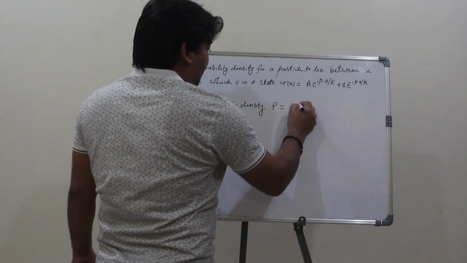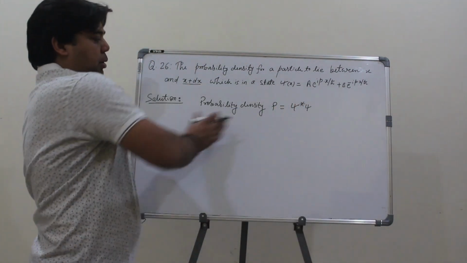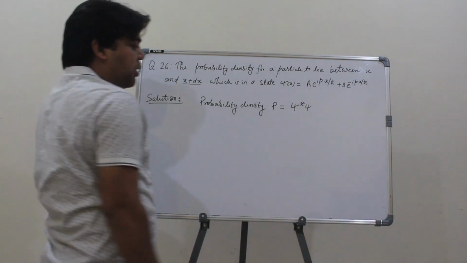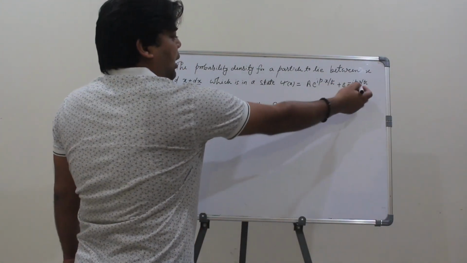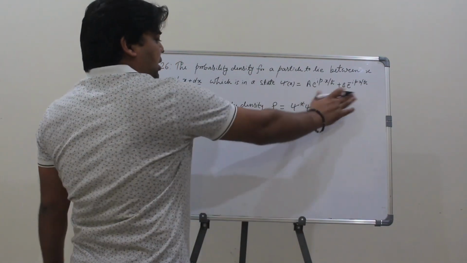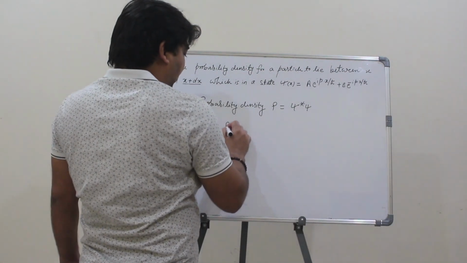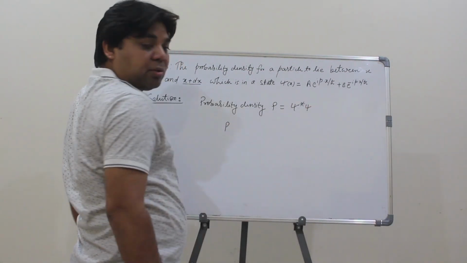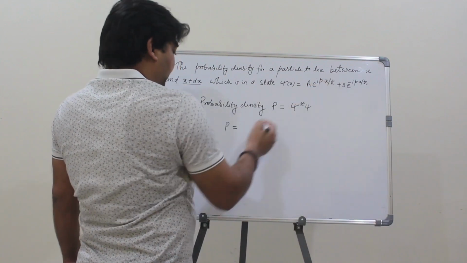P is defined as psi star psi, right? So this is the simple definition of probability density. Now, as this is a complex wave function, psi star and psi will be different. The psi star is nothing but the Hermitian conjugate of psi, right?